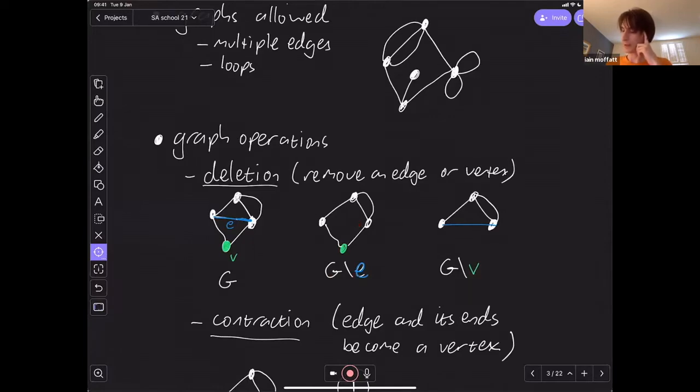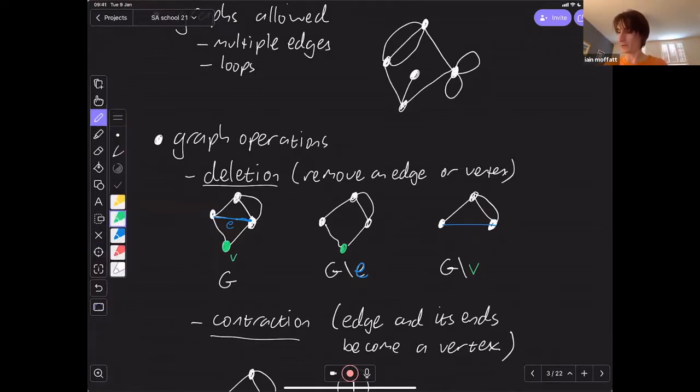And I can also delete vertices. So if I want to delete this vertex V here, well, I just throw it away. But of course, all of my edges must meet vertices, so I've also got to throw the other two edges away, this one and this one here. So I can do my graph G delete V here as well. Okay. What else have we got?